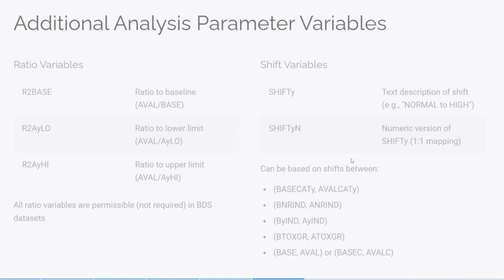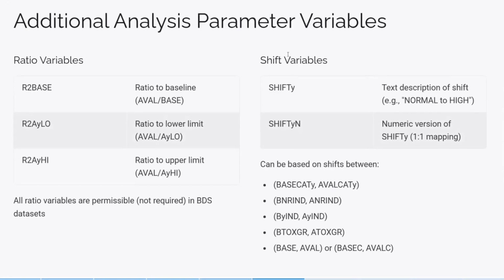Okay, the next one will be additional analysis parameter variables. So we'll have the ratio to baseline, AVAL divided by BASE, and the ratio to lower limit and ratio to upper limit. All ratio variables are permissible, not required, in the BDS data structure. And the shift variables: the test description of the shift, normal to high, and the numeric version of the shift, a 1:1 mapping. These can be based on shifts between the base category, AVAL category, baseline range indicators, analysis range indicators, toxic grades, the base or AVAL. All of these can be based on the shifts between them.